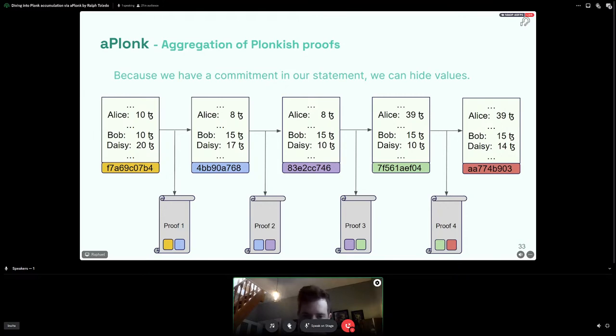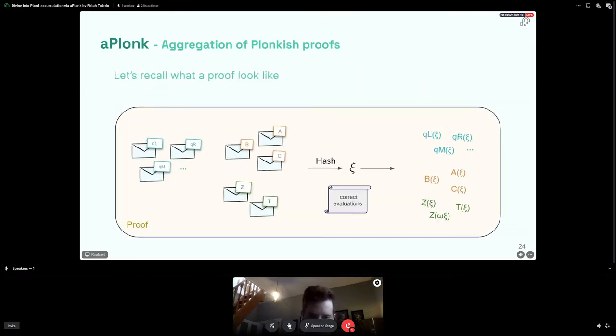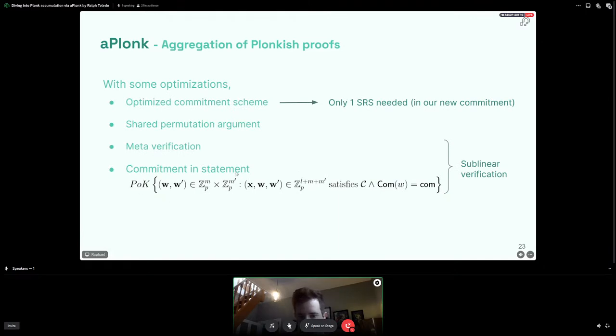This can be done, if I were to go a bit back, thanks to the commitments in the statement. So it's not only the meta verification. What we're doing is that we are going to hide all of the intermediary public inputs in an extra commitment and prove in our proof of knowledge that the commitment was correct.